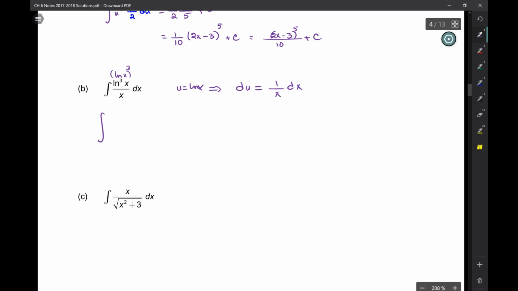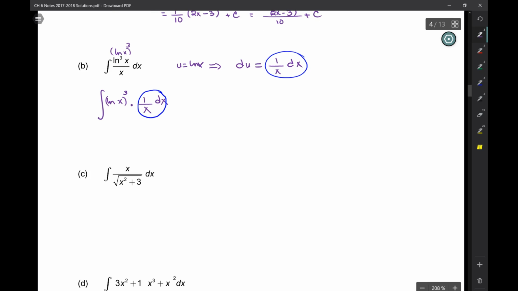If you don't mind, I'm going to rewrite that. I'm going to write ln of x cubed, and then it's over x. I'm going to separate it and say times 1 over x instead, and then I have a dx. Now look, guys, now you have what matches: 1 over x dx, 1 over x dx. This is how ln will work every single time. It's beautiful. So now the integral is u cubed du. Look at how simple it makes it.